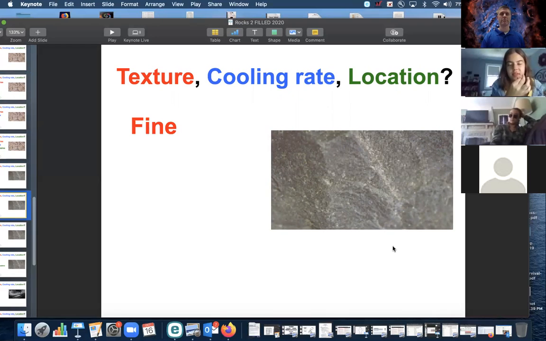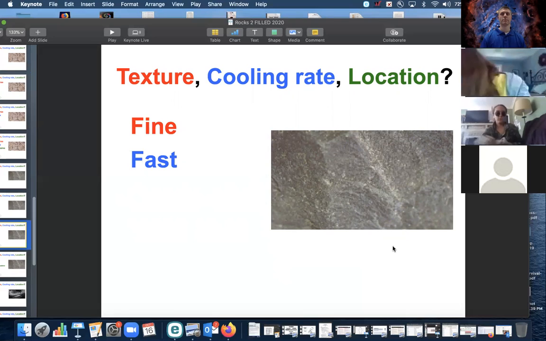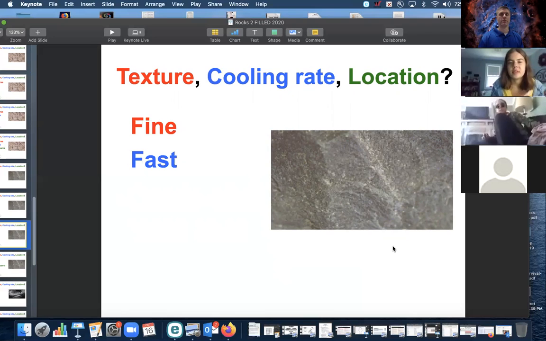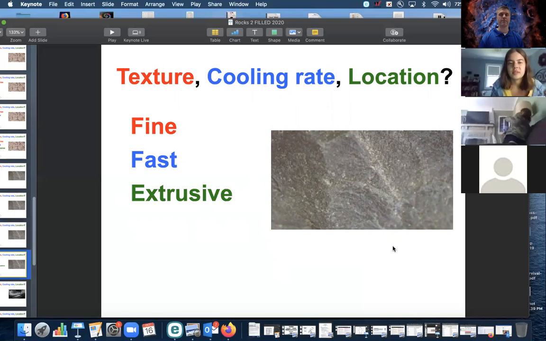So what's the cooling rate for fine texture? Is that fast, slow, very fast? Fast. Good. So fast cooling time or cooling rate. And then where does that happen? Is it intrusive or extrusive? This one's like putting the pizza on the counter. Extrusive. Good. Excellent. Extrusive.